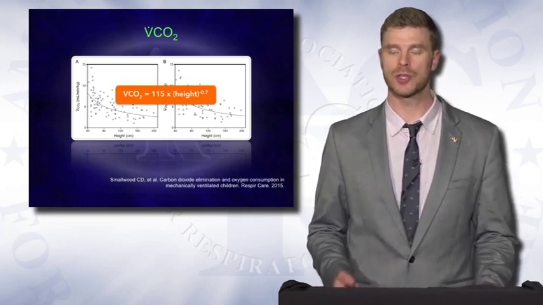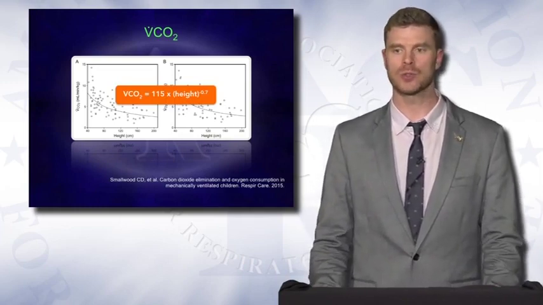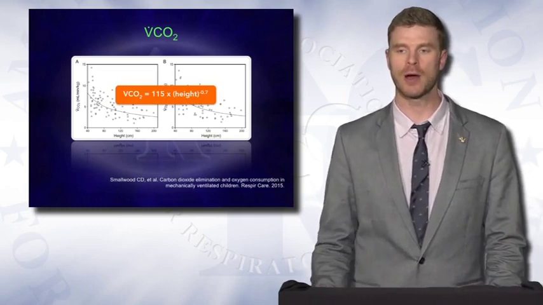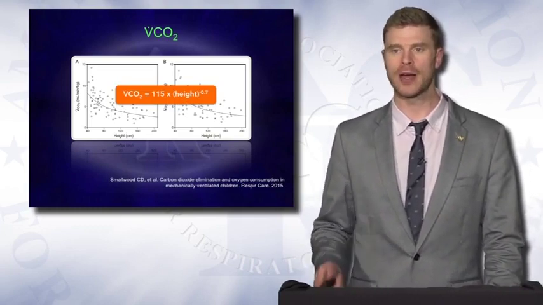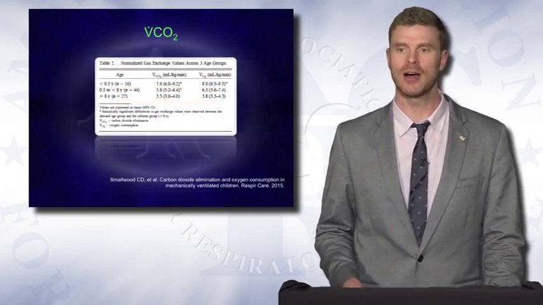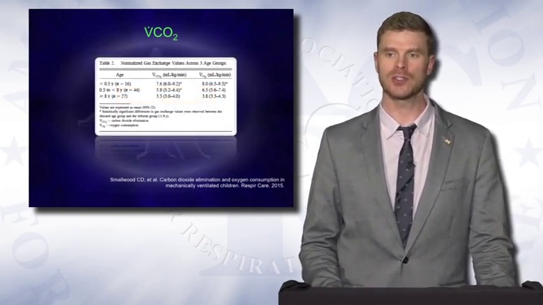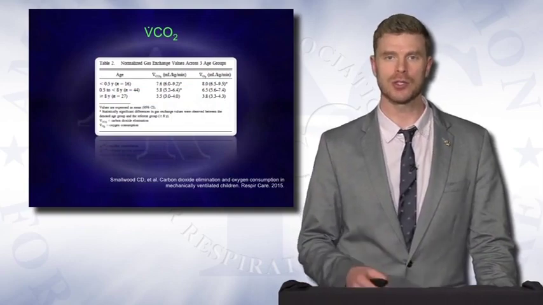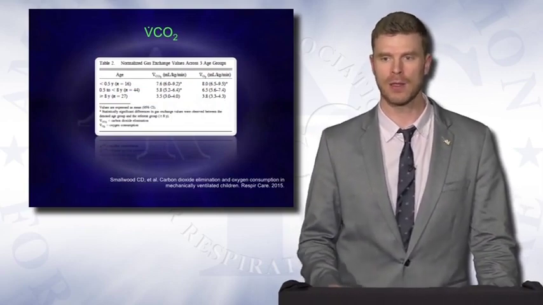This is our equation. So the estimated VCO2, at least in our population, was 115 times height to the power of 0.7. And although that would work for many people, perhaps it's not the most practical thing to remember, we also looked at VCO2 levels, that is mLs per minute per kilo, by the patient's age.